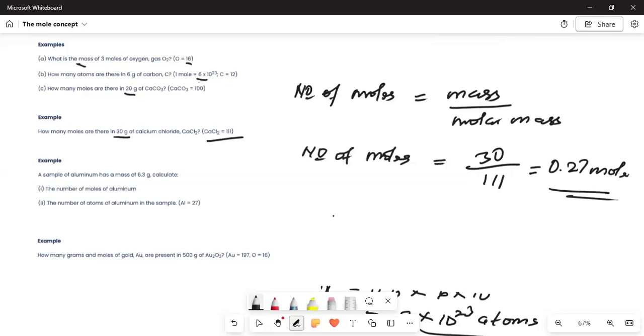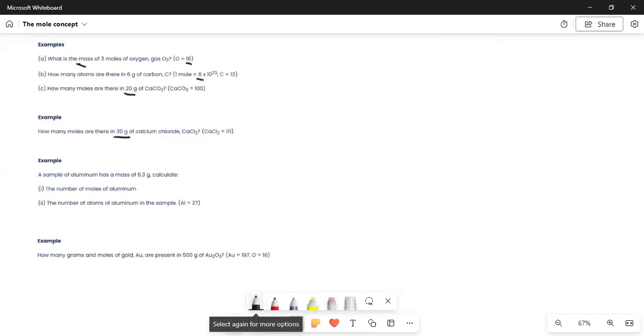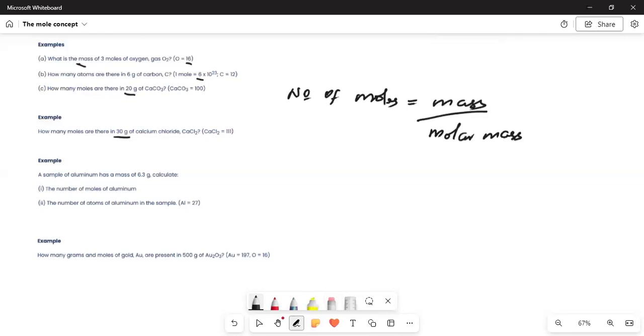Then the third example says a sample of aluminum has a mass of 6.3 grams. Calculate 1, the number of moles of aluminum, and 2, the number of atoms of aluminum in the sample. Again, number of moles is mass over molar mass. For monoatomic elements like aluminum, their molar mass is the same thing as their atomic mass, since 1 mole of a monoatomic element contains just one atom. So the point here is that the molar mass of aluminum is the same thing as the atomic mass given to us.